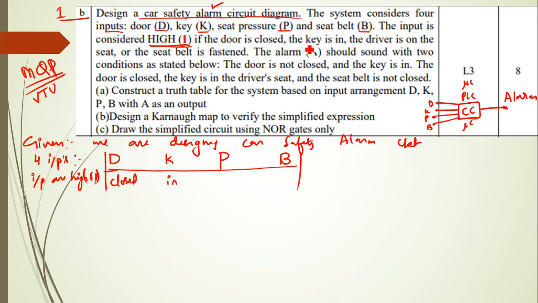Okay, and the key is in. Door is closed, key is in, and the driver is there on the seat. If the driver is on the seat, it will sense some pressure. Yes, some guy is sitting on the seat. Under the seat, there will be a pressure sensor. This pressure sensor will be activated and it will give us high output. So if the driver is on the seat, then it is treated as high.